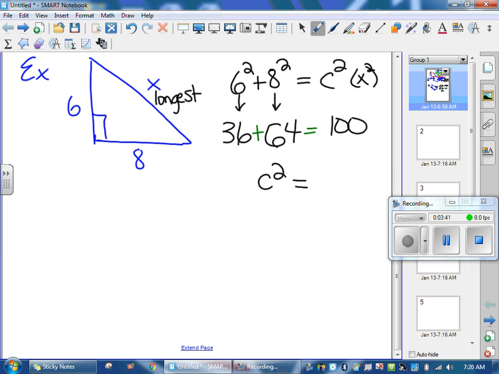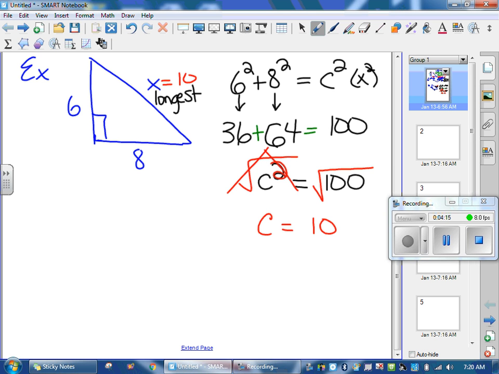I don't want c squared, I want c. So in order to get rid of that squared sign, I'm going to do the opposite function. And that cancels the squared sign out. So my squared sign's gone there. So I need to do the same to both sides. So I square root the 100. That gives me c is equal to 10. So now I know my longest side, x, is equal to 10. It doesn't matter which variable you use, a, b, c. It usually depends on what the problem-solving question gives you.